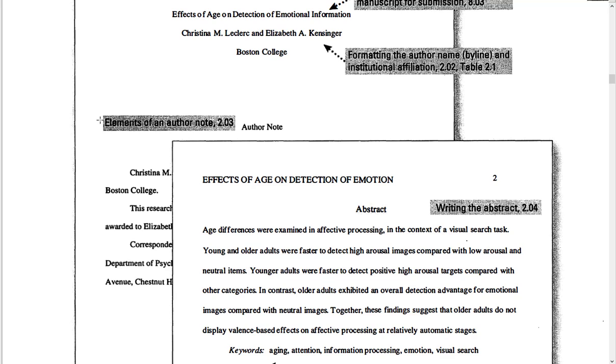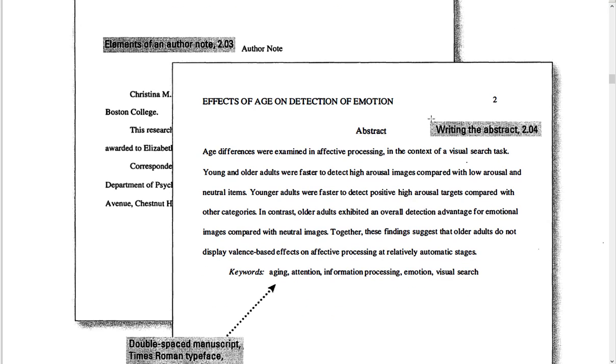And then it talks about the author note, and you can see the elements right there. Then you get to the second page, and now you have the word abstract. Now you'll notice the word abstract is centered. It is not bolded. Now again, until you finish your study way at the end of the semester, you do not need to write an abstract.